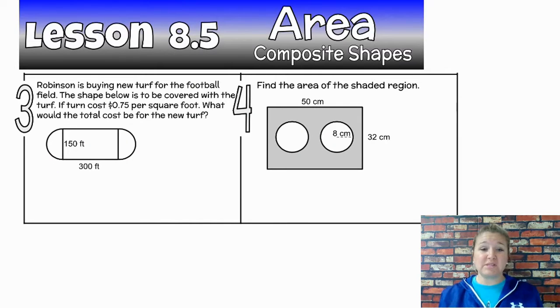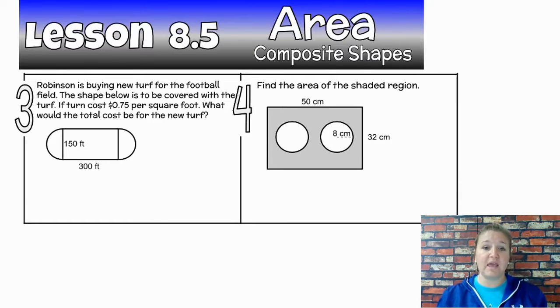Okay, so number 3 is a kind of involved question here. Robinson is buying new turf for the football field, and the shape below is what's going to be covered with turf. It says, if the turf costs 75 cents per square foot, what would the total cost be for the new turf? So I need to find out how much area I'm going to cover first, and then I'm going to have to determine how much it's going to cost me, because this is very applicable for just about anything.